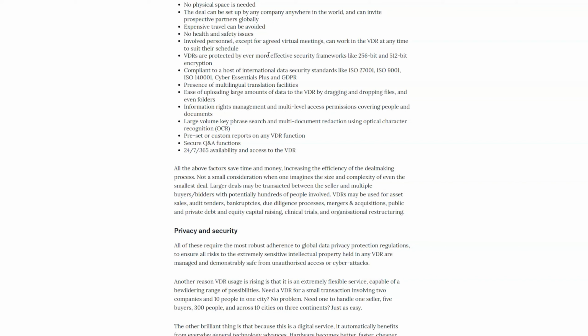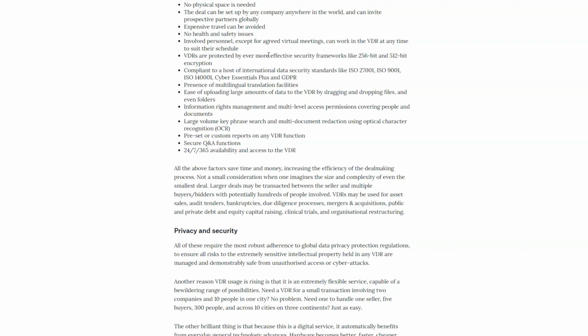All the above factors save time and money, increasing the efficiency of the deal-making process, not a small consideration when one imagines the size and complexity of even the smallest deals. The larger deals may be transacted between the seller and multiple buyers or bidders, with potentially hundreds of people involved.